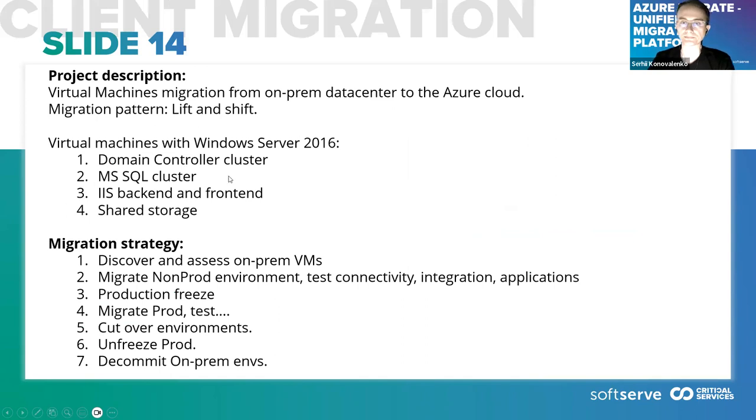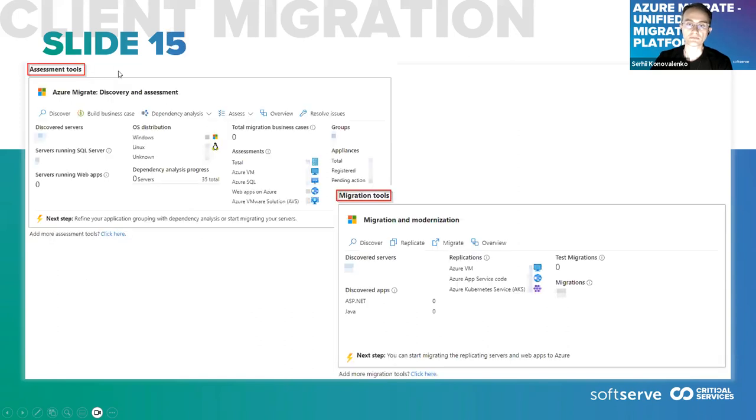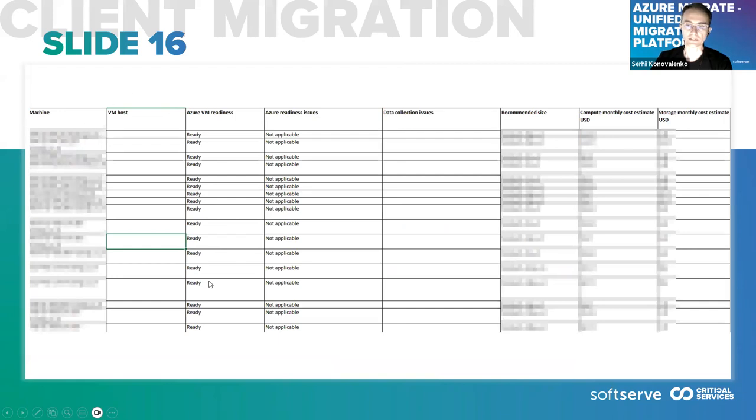So this is an example of a client migration. We had a request from a client to migrate virtual machines from an on-prem environment to the Azure cloud using the lift and shift migration pattern. We had the main controller here, MySQL Always On cluster, IIS backend and front-end virtual machines, and virtual machines with shared disks. So we created assessment appliance servers and migration appliance servers, discovered virtual machines, replicated them, and migrated to the Azure cloud. An assessment report was generated by the assessment tool, and we discussed with the client recommended sizes, type of disks, cost estimation, and so on, and adjusted a little bit according to the client's wishes.